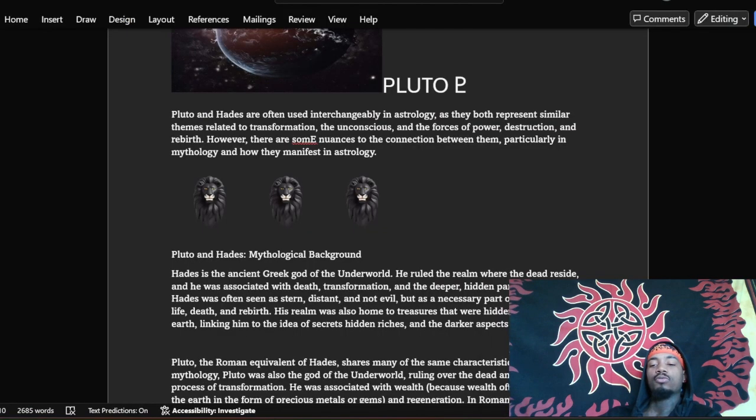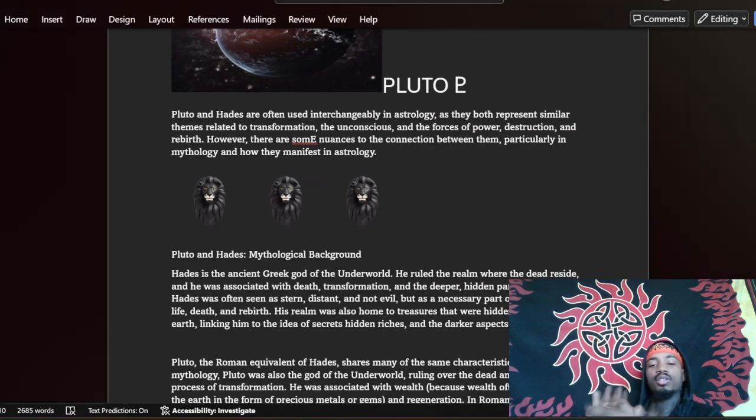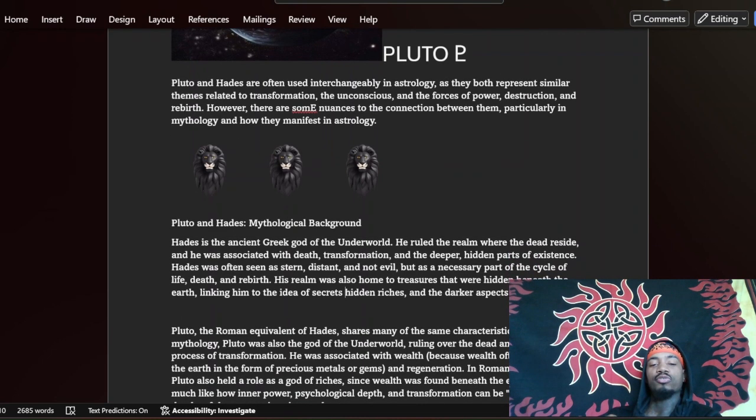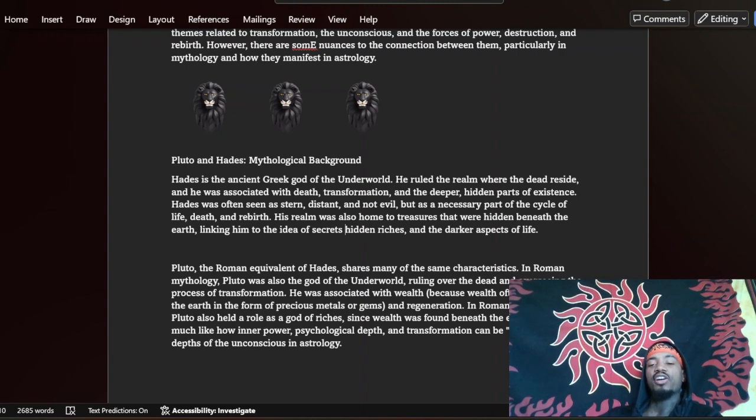So now let's go right back over here. What did I say right there? Scroll back down. So now Pluto, the Roman equivalent of Hades, shares many of the same characteristics. In Roman mythology, Pluto was also the god of the underworld, like I was just saying earlier, ruling over the dead and overseeing the process of transformation. He was associated with wealth, right? Because wealth often comes from the earth, in the form of precious metals or gems, right? And regeneration. So in Roman mythology, Pluto also held a role as a god of riches since wealth was found beneath the earth's surface, much like how inner power, psychological depth, and transformation can be mined from the depths of the unconscious in astrology.